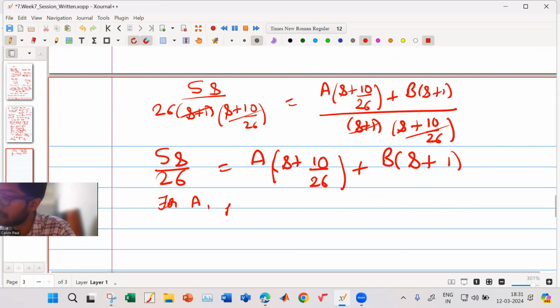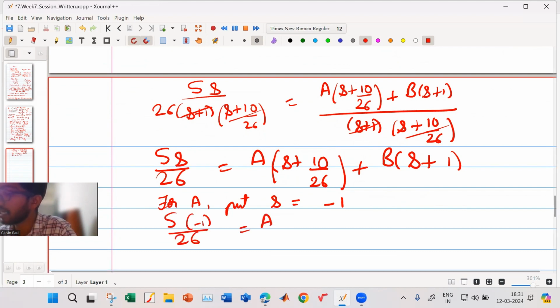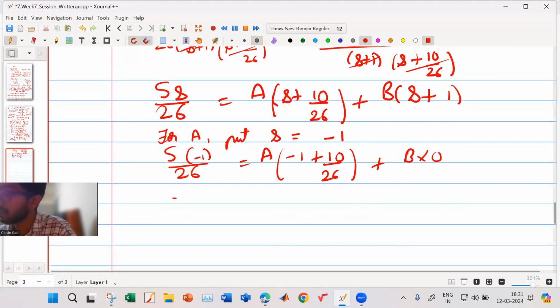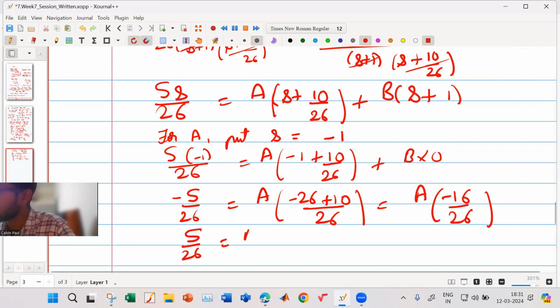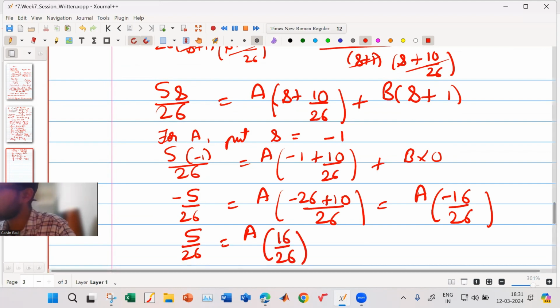S is equal to minus 1. Minus 10 upon 20. We put s is equal to minus 1. So we get 5 into minus 1 upon 26 is equal to a into minus 1 plus 10 upon 26 plus b into 0. That's how we eliminate b. So we get minus 5 upon 26 is equal to a into minus 26 plus 10 upon 26. That is equal to a into minus 16 upon 26. So we have 5 upon 26 is equal to a into 16 upon 26. This implies a is equal to 5 by 16.